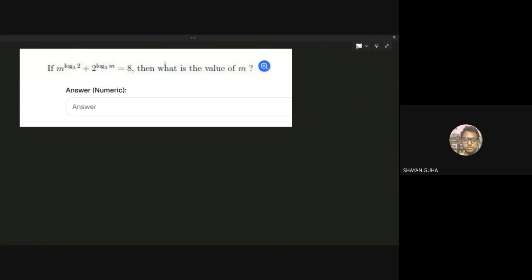So let's do this one. We have m to the power log 2 base 3 plus 2 to the power log m base 3, and this is equal to 8. Let's consider this to be x. Why, I will be telling you. So x is equal to m to the power log 2 base 3.